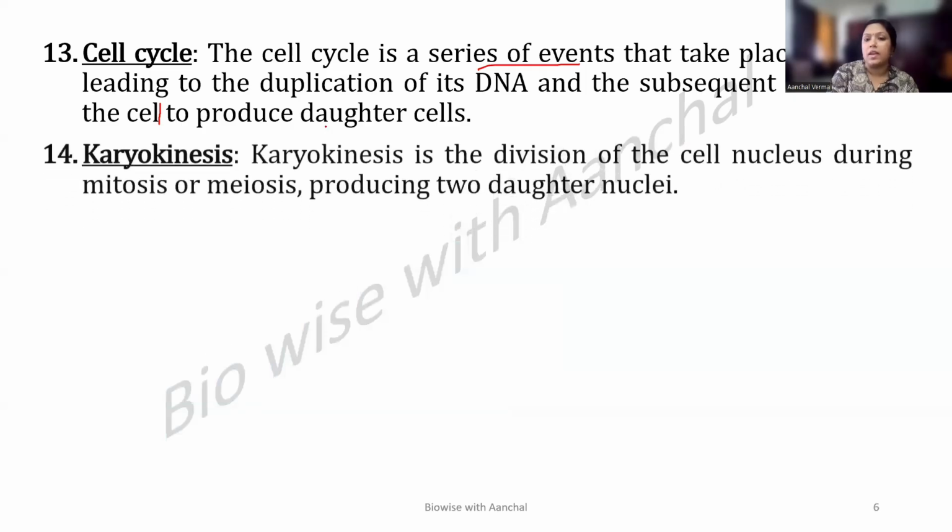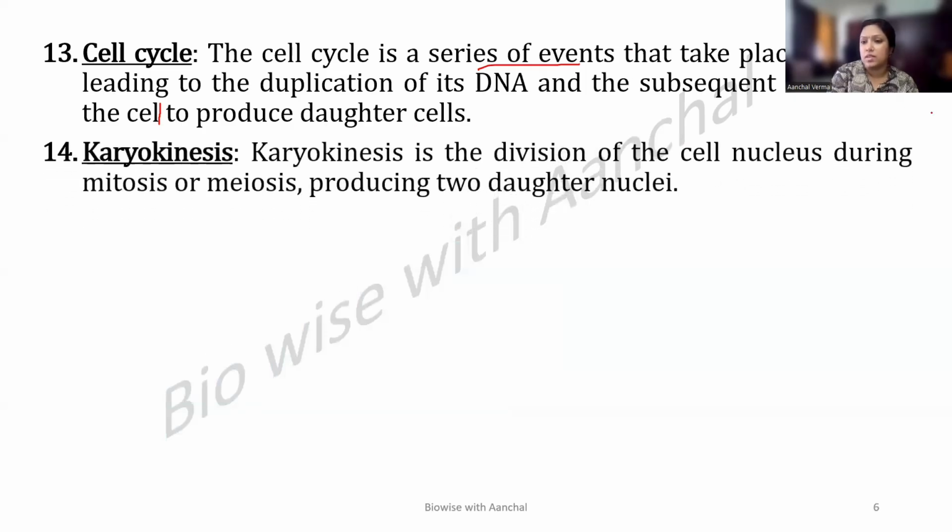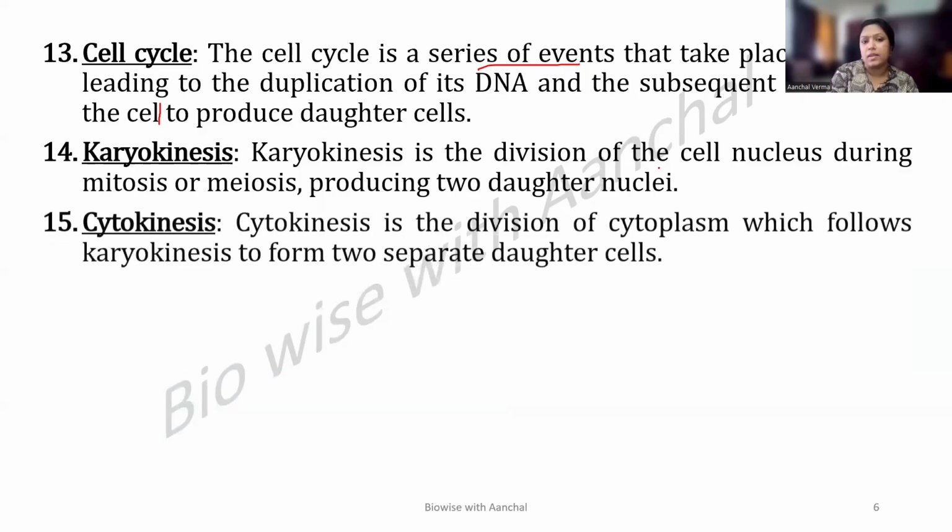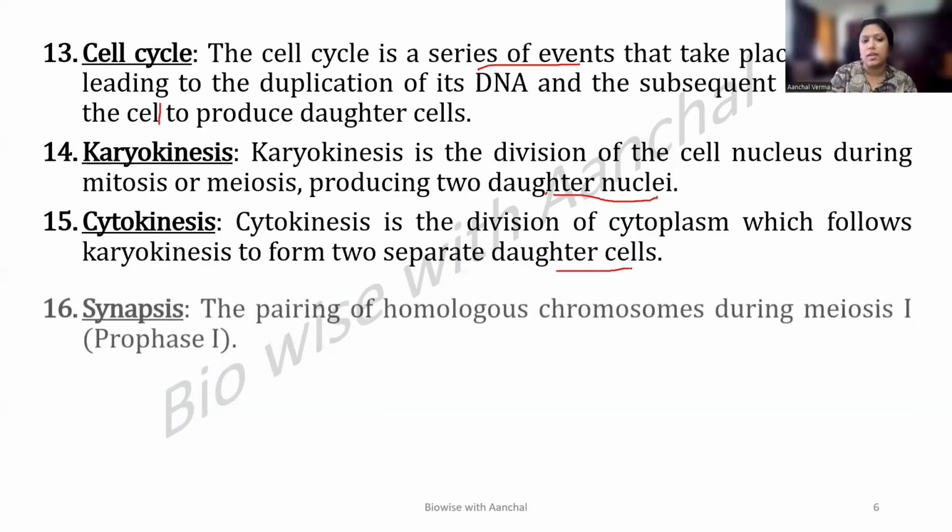Okay. Karyokinesis, karyo is nucleus, kinesis is division. So karyokinesis is the division of cell nucleus during mitosis or meiosis, producing two daughter nuclei, right? Now here daughter nuclei is formed, okay? Karyokinesis means nuclear division. And cytokinesis is the division of cytoplasm which follows karyokinesis to form two separate daughter cells. Here daughter cells are formed. That is the cytoplasm pinches off and the two cells are formed, right?